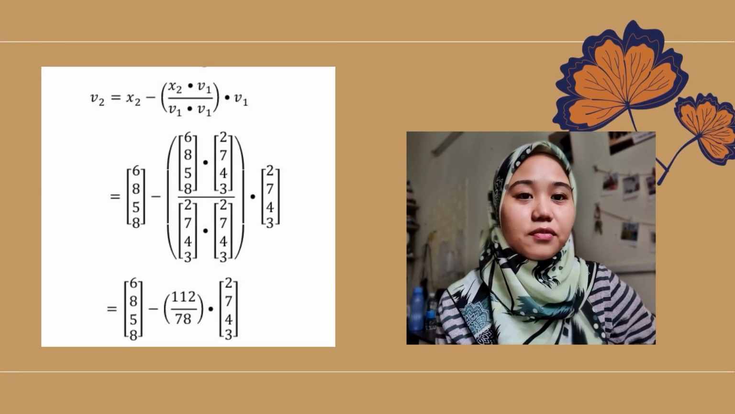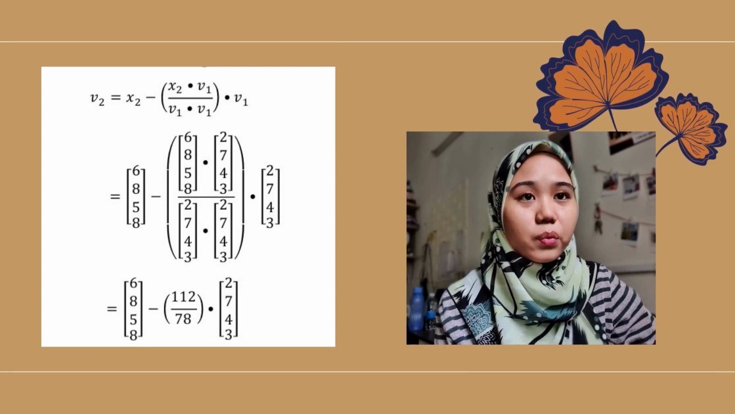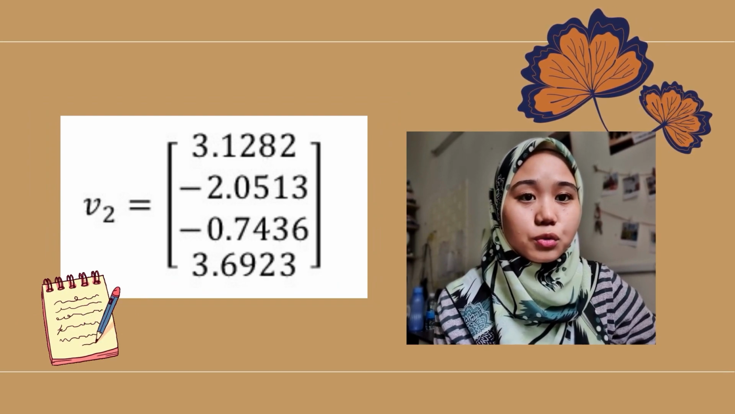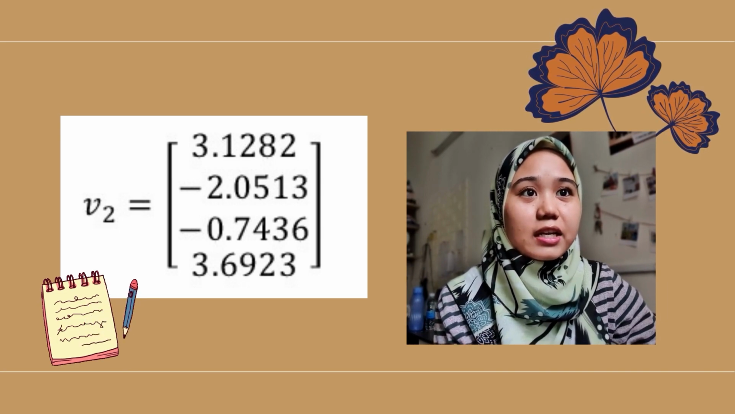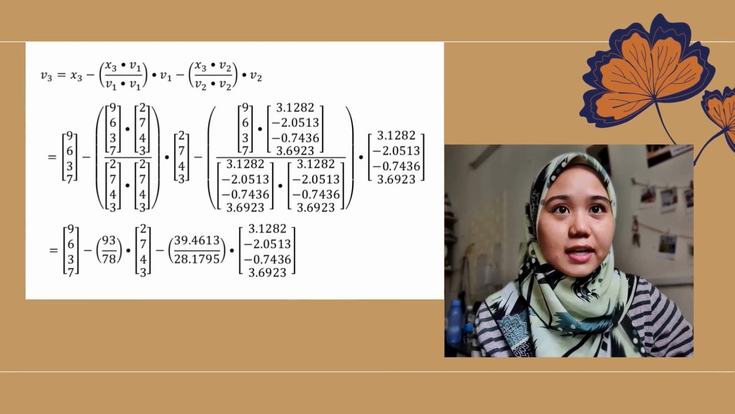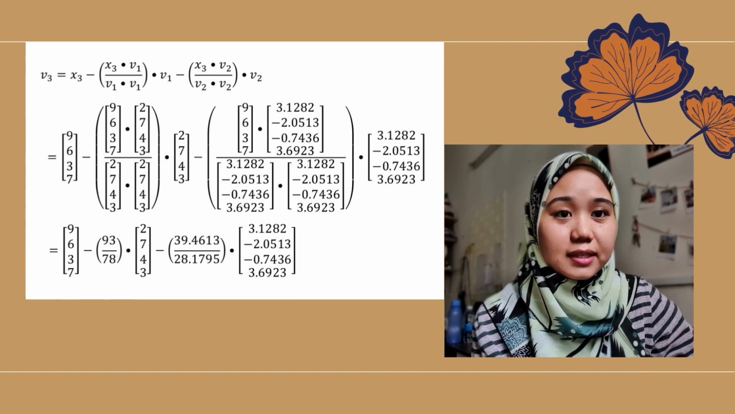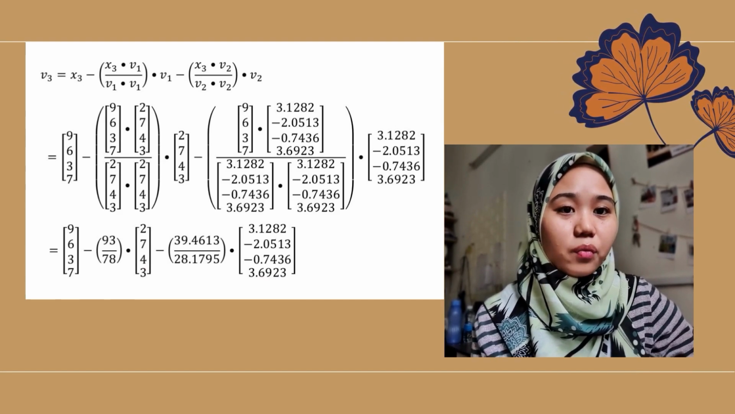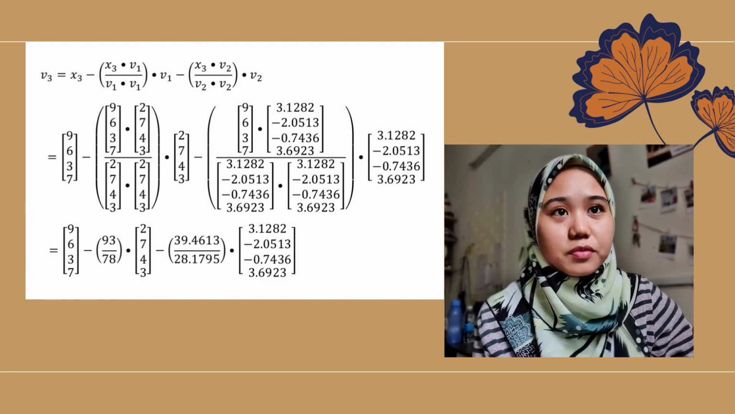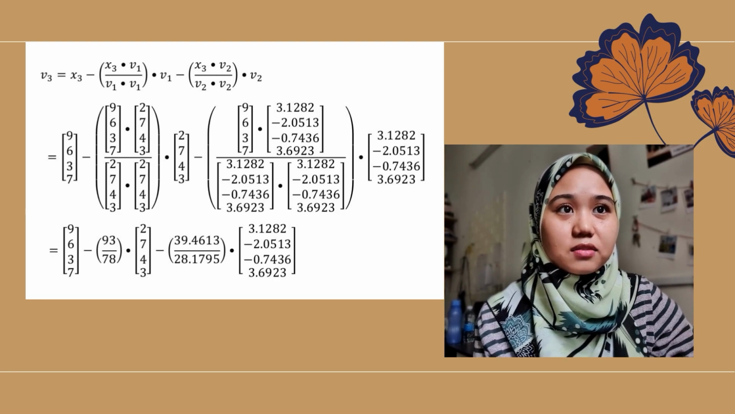Then substitute vector v1. Simplifying these expressions, we will get v2 equals [3.1282, -2.0513, -0.7436, 3.6923]. Finally, for the third vector v3, we will take x3 minus (x3 dot v1 over v1 dot v1) times v1 minus (x3 dot v2 over v2 dot v2) times v2. Time to substitute all the vectors based on the formula.